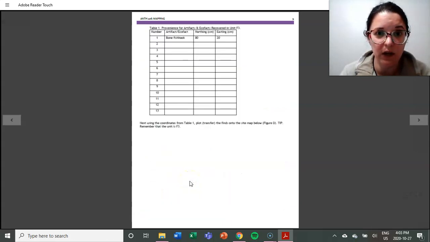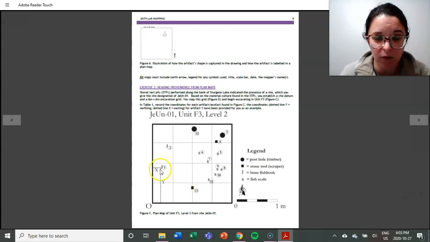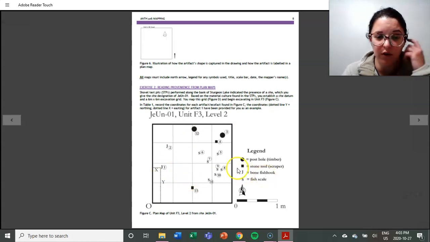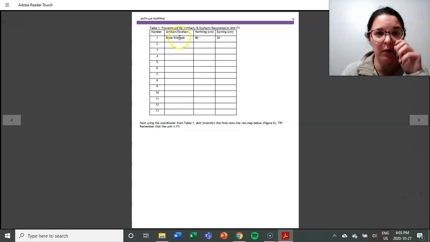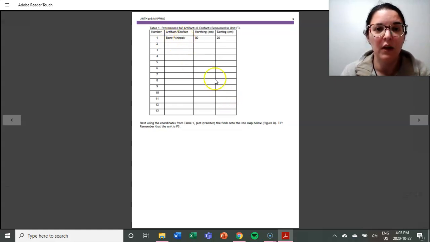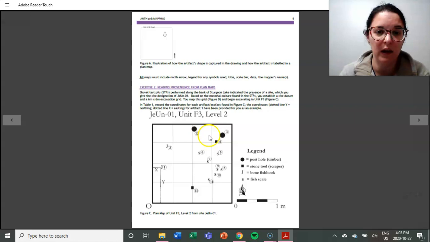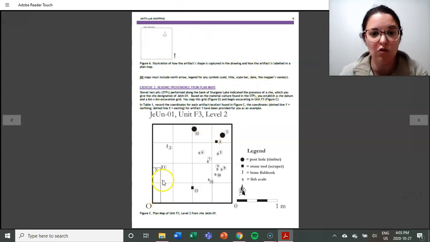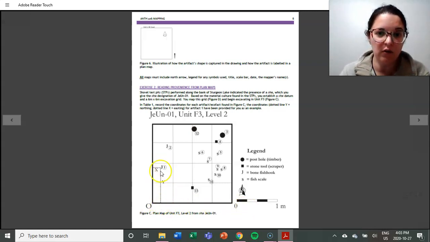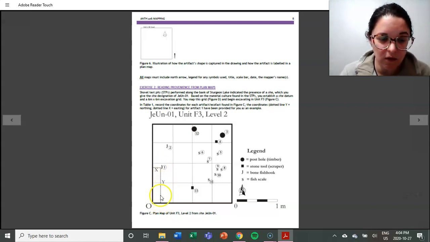And I've given you the first one here for an example. So artifact number 1 is represented by a J, so that's a bone fish hook. So it's the first thing I'm going to write down in my little table here, is it's a bone fish hook. Then I need to record its northing. And our northing, as is explained in the background information here, is how many centimeters north of the grid line our artifact is located. And so in this case, we'll notice that it's not quite the full 2 blocks or 2 squares north, right? It's a little bit south of that.